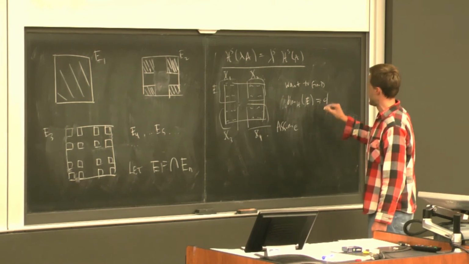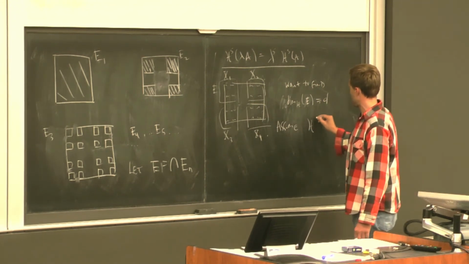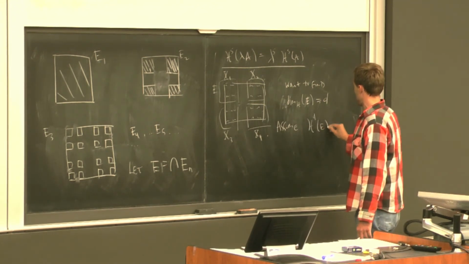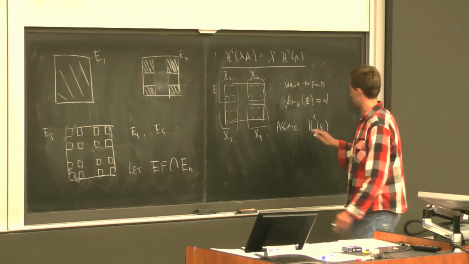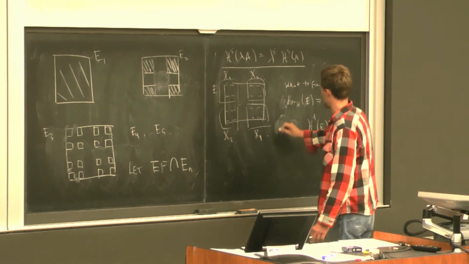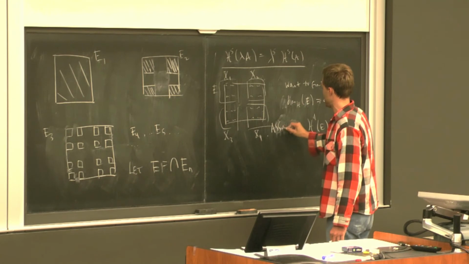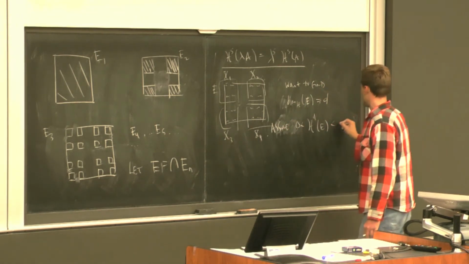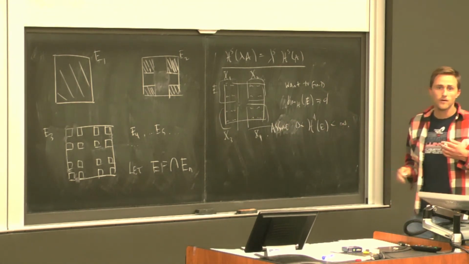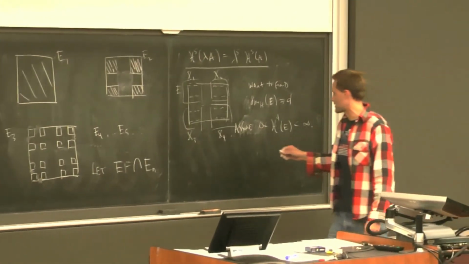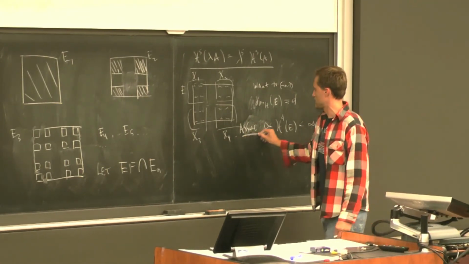First thing we're going to assume, we're going to call this D. Assume HD of E is bigger than 0 and less than infinity. But this is a big assumption.